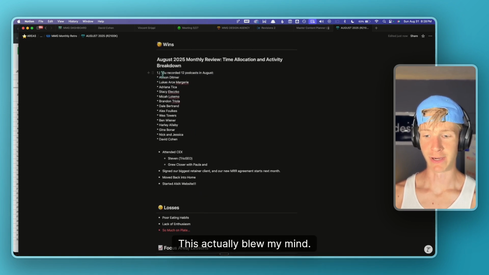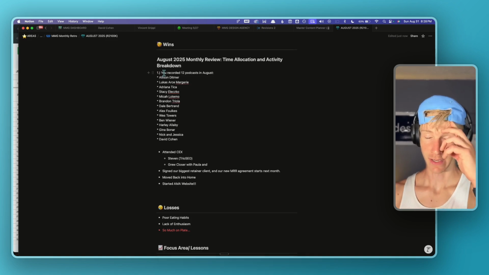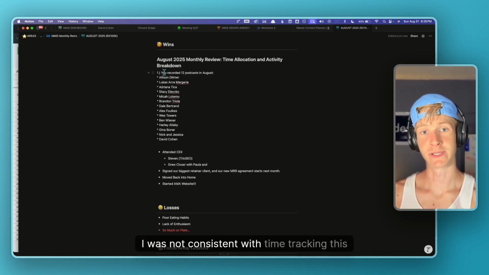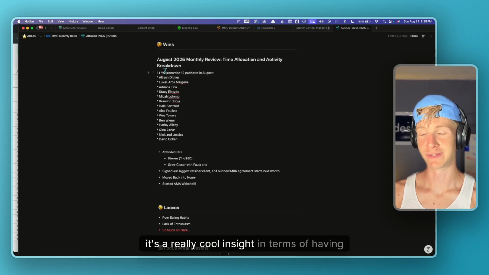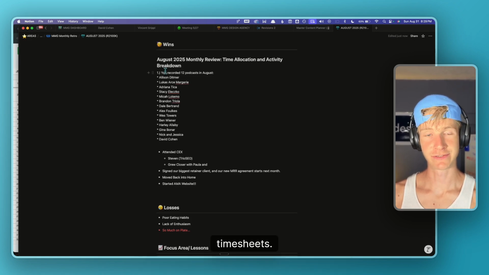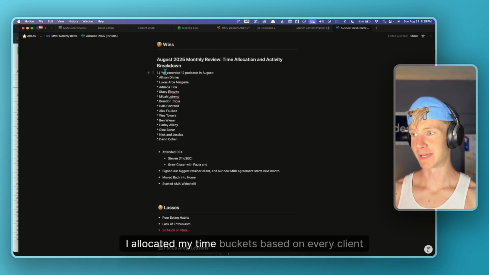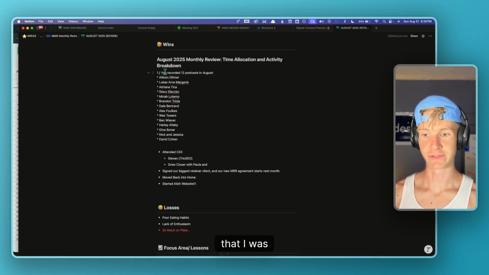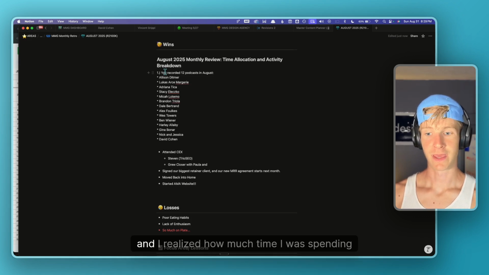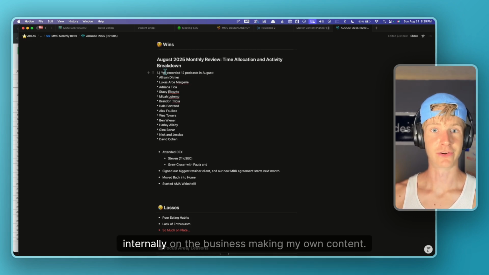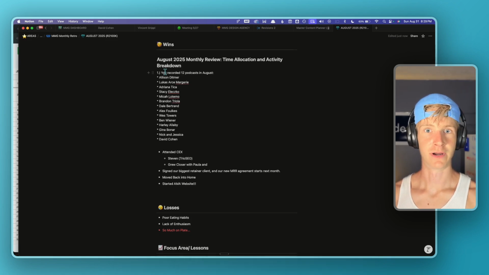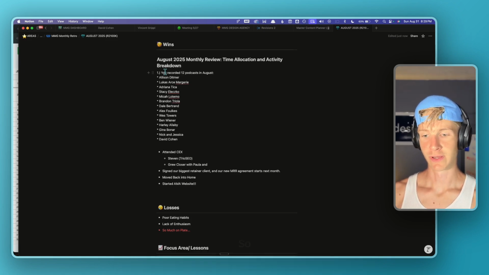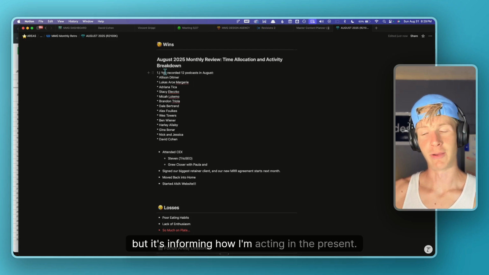This actually blew my mind. What I've been doing recently is, I was not consistent with time tracking this month. If you guys want to check out last month, it's a really cool insight in terms of having timesheets. So I allocated my time buckets based on every client that I was spending time on. And I realized how much time I was spending internally on the business making my own content. And it was almost double what I was spending on client work. So if that's a good and bad thing, it is feedback, but it's informing how I'm acting in the present.